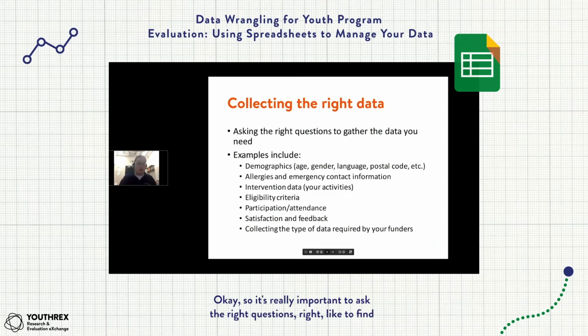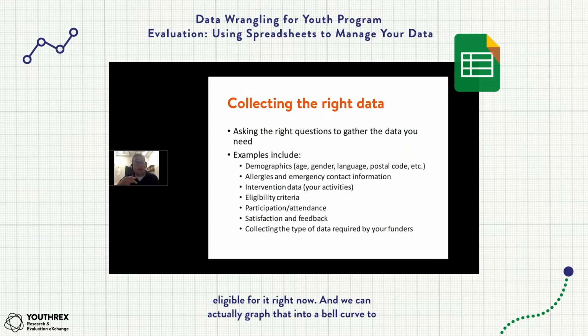Okay, so it's really important to ask the right questions, right? Like to find out what data is useful to put in there that you could actually figure out your answers for. And these are just some examples of the things you can collect. We could look at demographics like age, gender, language, postal code. We could look at allergies and emergency contact information. We could look at intervention data, so your activity, how effective is it, did people like it, and so on. You know, based on their feedback, based on how many times they came. We could look at eligibility criteria. So for example, it's very common in the youth sector that if we know the age of people, we can calculate how many people are going to age out of the program versus how many people are eligible for it right now.